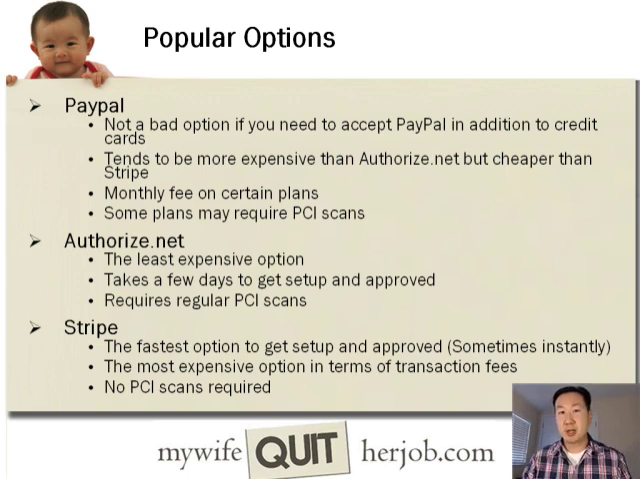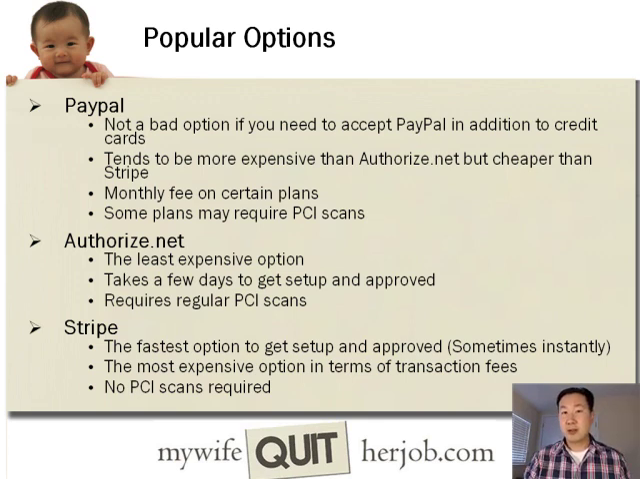The second option I'm going to talk about is called Authorize.net. And when I talk about Authorize.net, this is your traditional merchant accounting gateway that most people use. It's the least expensive option, and the rates tend to be the lowest. It takes a couple days to get set up and approved, and it absolutely requires you to be PCI compliant and get regular PCI scans of your server.